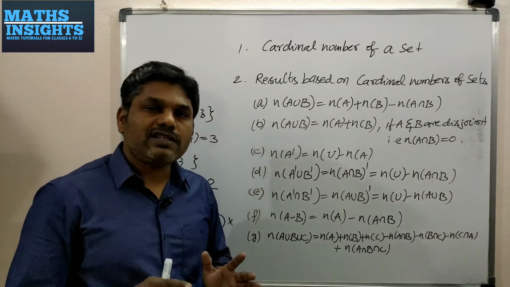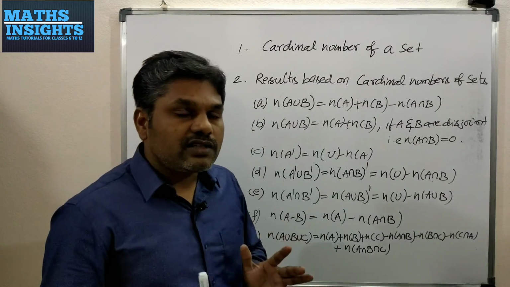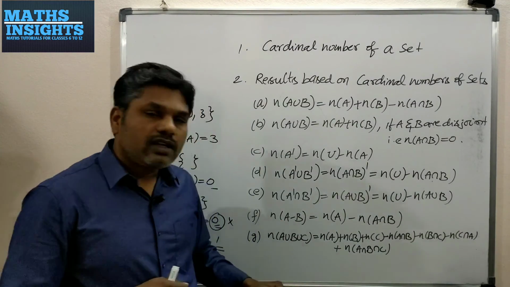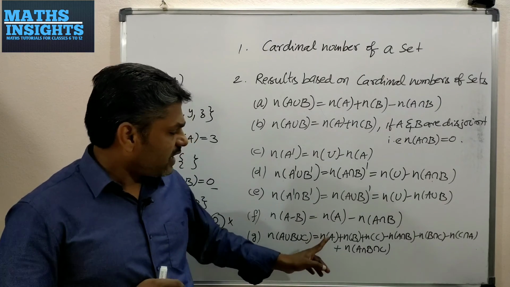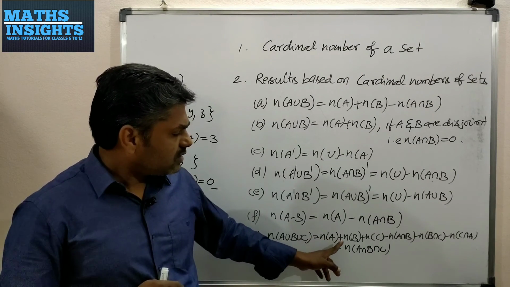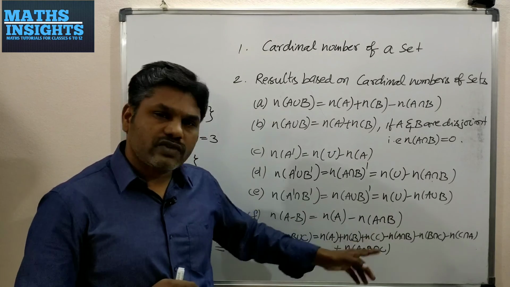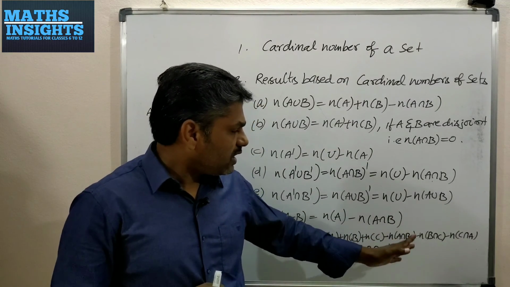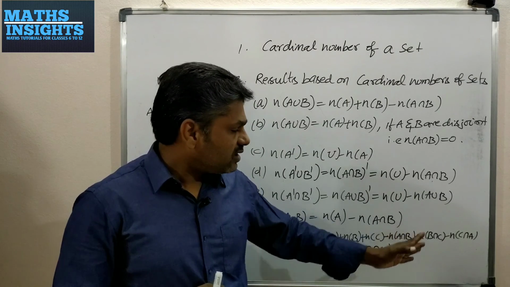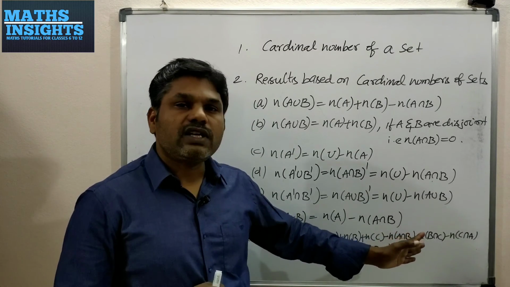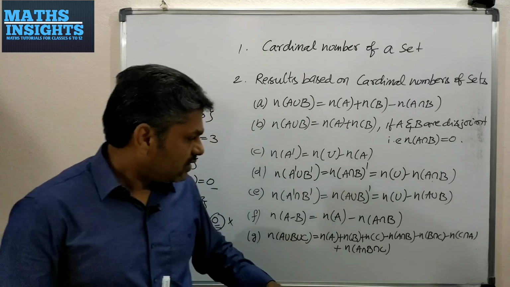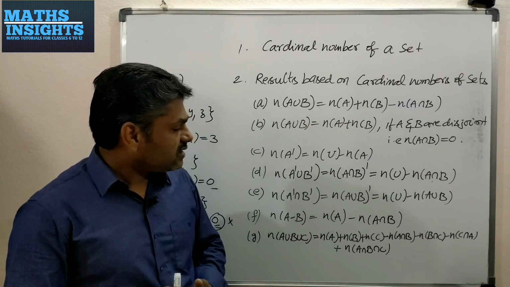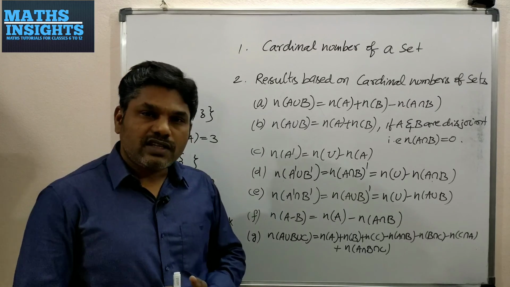Finally, you have n(A union B union C). I am taking three sets A, B and C, which are finite sets. Then you will calculate the number of elements in that set as n(A) plus n(B) plus n(C) minus n(A intersection B) minus n(B intersection C) minus n(C intersection A). But finally you have to write plus n(A intersection B intersection C).